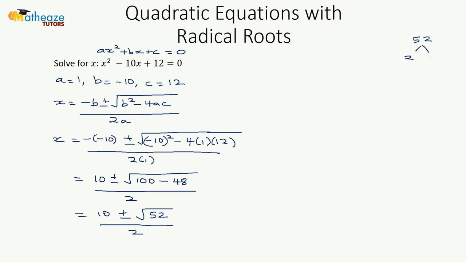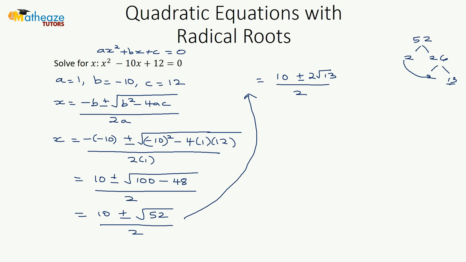So let's decompose 52. We have 2 and 26, and then 26 we have 2 and 13. So we got a pair here, so that's going to be a perfect square over there, and 13 is going to represent a radical. Let's bring this up here. This is going to be equal to 10 plus or minus 2 square root of 13 divided by 2.